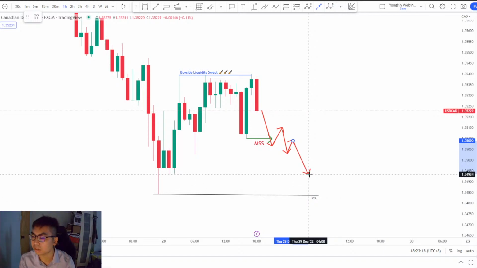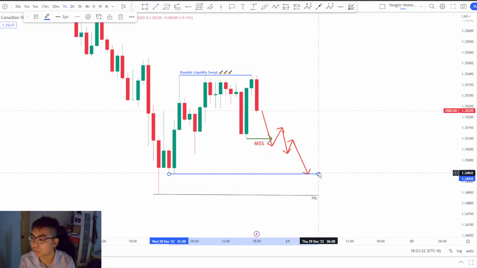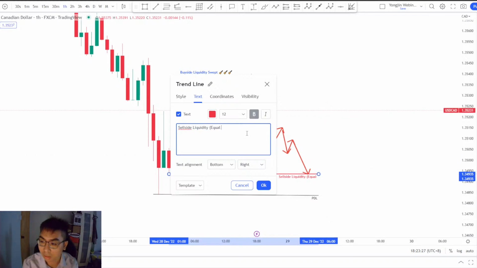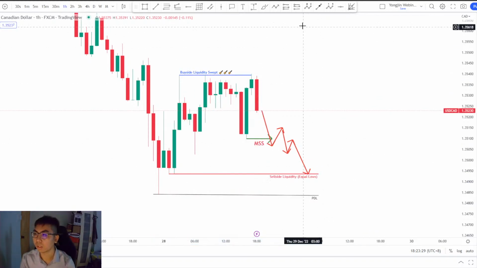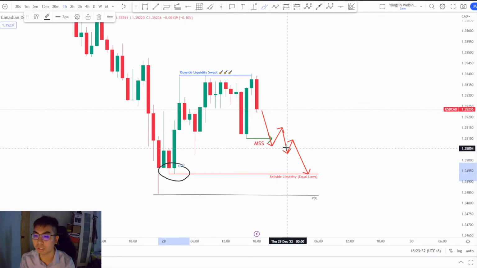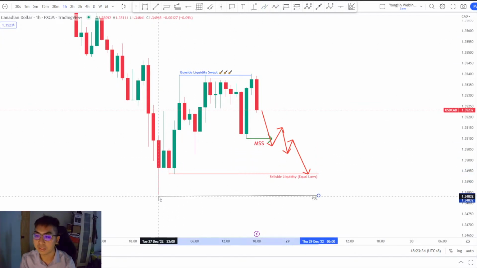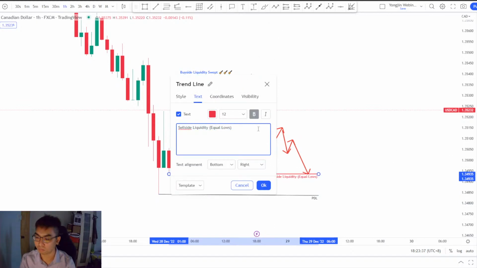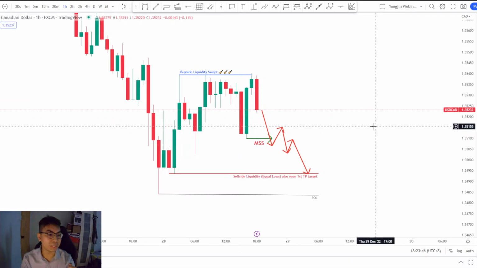At least this is your first take profit target because of the equal lows right there. Sell side liquidity. Why is it sell side liquidity? Because of equal lows. It's very obvious right there. So this is your first TP target. Please remember to take partials. Do not just hold your trade blindly all the way.